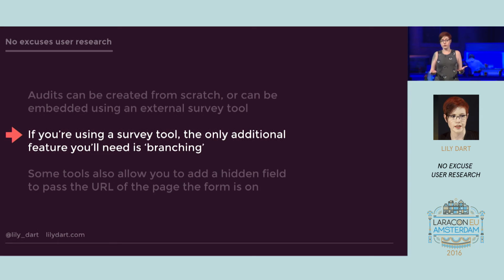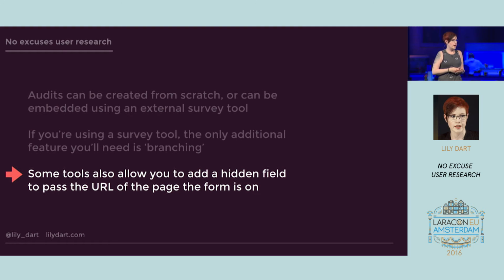So if you're going to use a survey tool, then the only additional feature you'll need is branching, and that's so that you can show and hide the box. Not all survey tools actually have that capacity for free or in paid versions. And some tools also allow you to add an additional hidden field and submit content that way. Now, that's really useful if you need to add the audit form on multiple pages. For example, if you're trying to evaluate a bunch of your content, because it means you can pass through the name or the URL of your page or the search result that someone just asked for, so that you don't have to have 15 different versions of the transaction audit created in your survey tool.